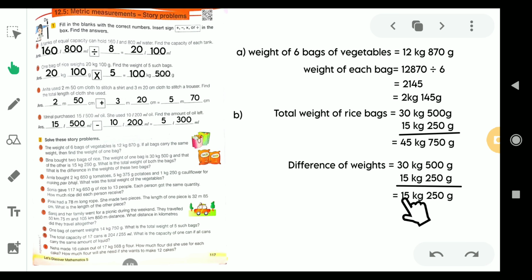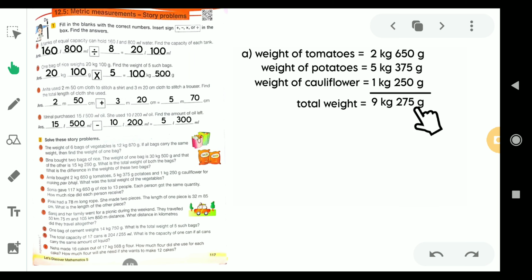So that is why we have to add all these one by one. So 650 plus 375 plus 250 gram will give you 275 gram, and 2 kg, 5 kg, 1 kg will give you a total of 9 kg. So just add them, then you will get the total weight of all these vegetables, that is 9 kg 275 gram. Then let's move on to the next question.